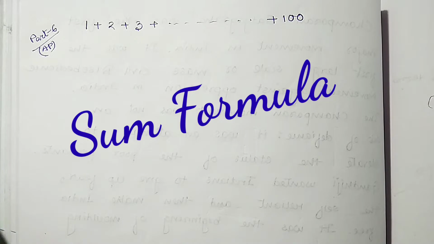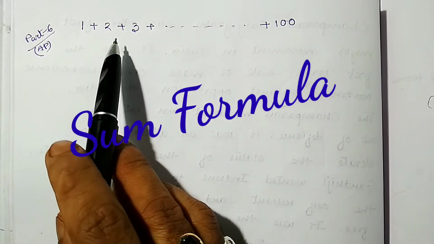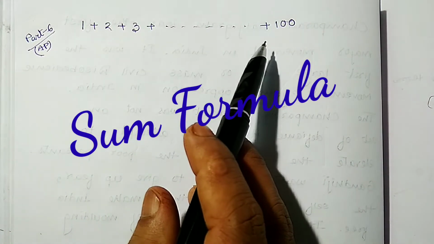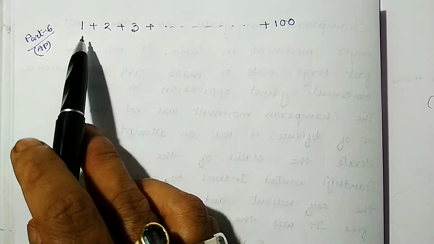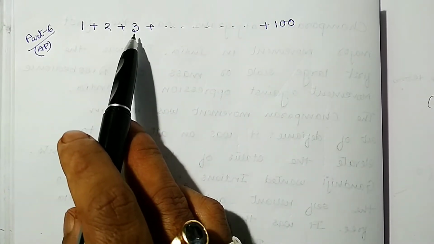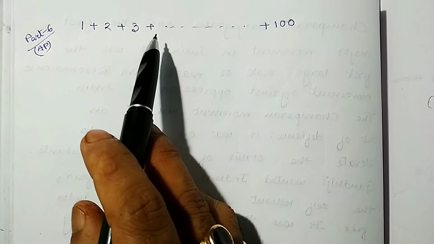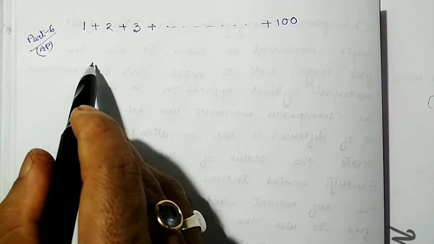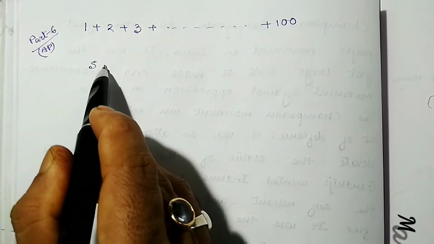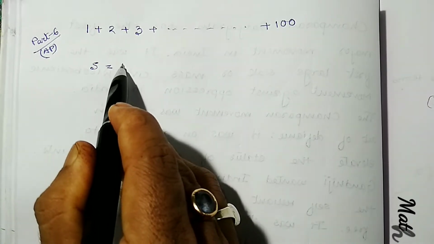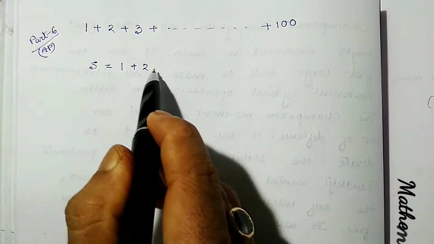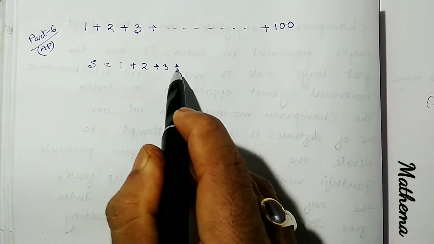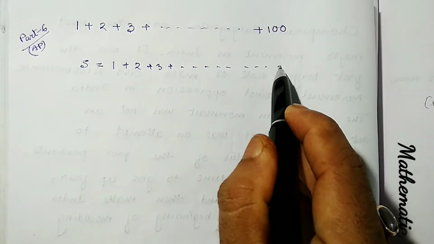Suppose we want to find the sum of 1 plus 2 plus 3 up to 100. Now, it is not possible to count 1 plus 2, 3, 3 plus 3, 6. This way it will take long time. Suppose after adding all these numbers, I am going to get S. And this one is 1 plus 2 plus 3. This will continue up to 100.